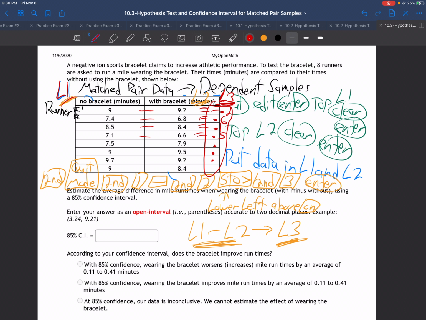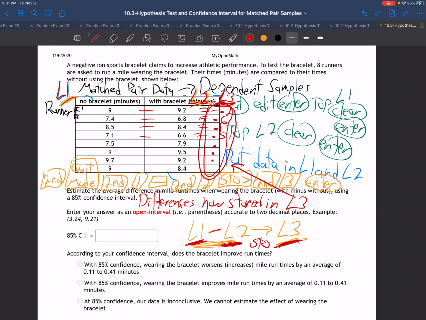That's what just happened. We had L1 and L2, and we told it take all those L1 numbers minus all those L2 numbers, and store it into the L3. If you look in your L3 now, you don't have to do it, you'll see all these numbers are now stored in L3. So the differences are now stored in L3. Let me write that. The differences now are stored in L3.